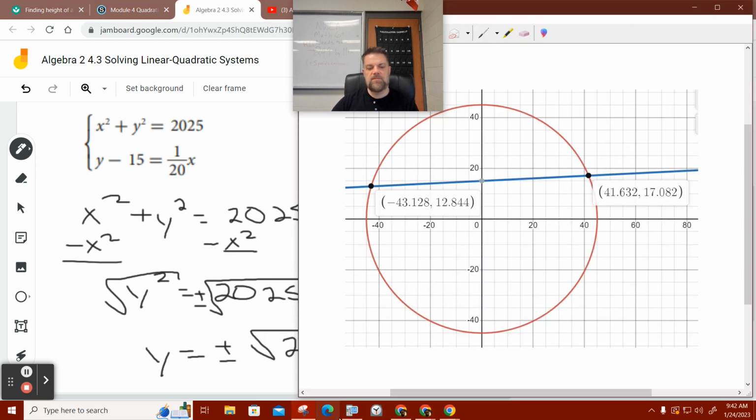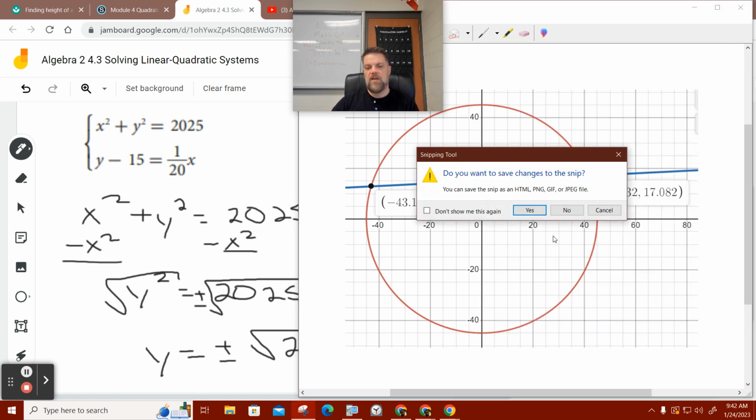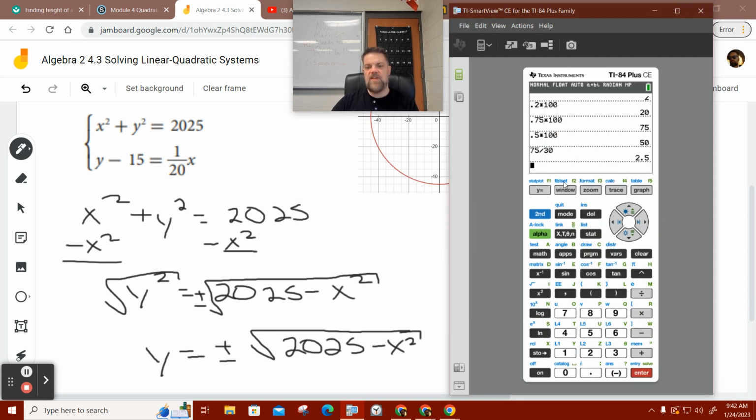So to graph that on the graphing calculator, go to y equals. Clear out your equations, and I'm going to do the positive square root of 2025 minus x squared. And then I have to do the negative separately. So remember to use the negative sign, not the subtraction sign. I'm going to say negative the square root of 2025 minus x squared. Okay?